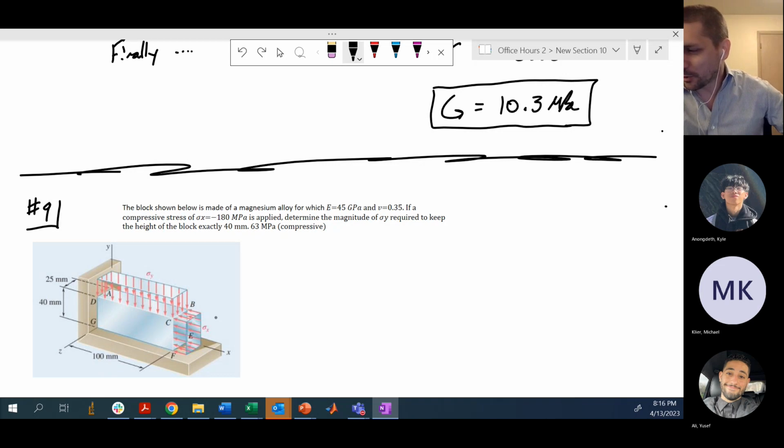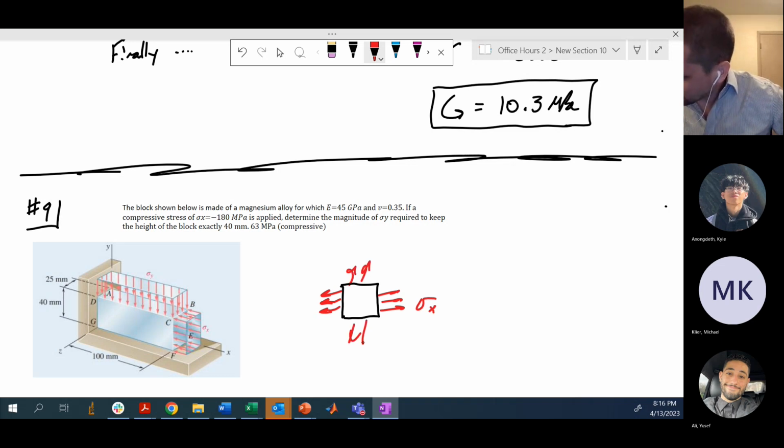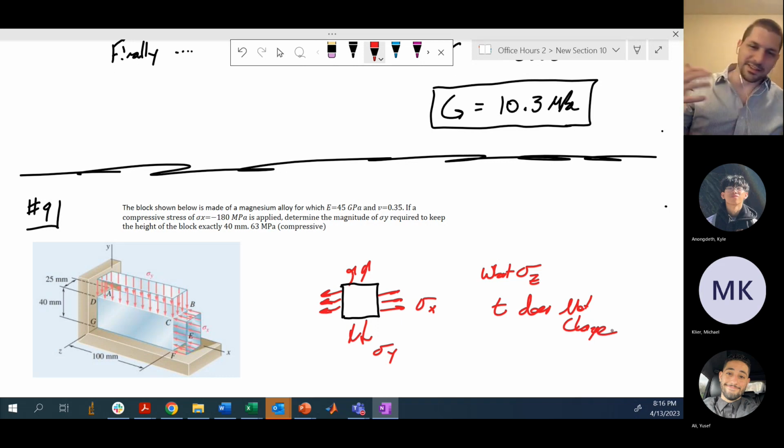block exactly 40 millimeters. Okay, so we had a problem that was similar to this. Maybe you remember the plate problem from the homework, where you had something pulling like this, you had some sigma x, and then you had some sigma y, going like this. And then the question was, what sigma z so that T does not change? Where T is the thickness of the plate, all right?